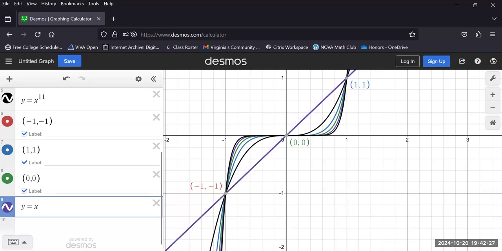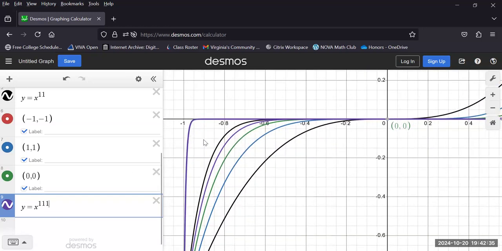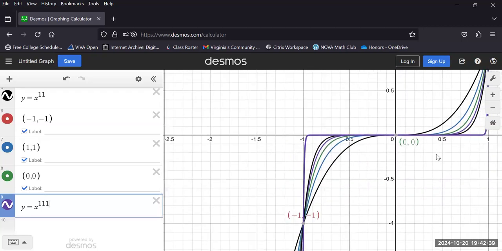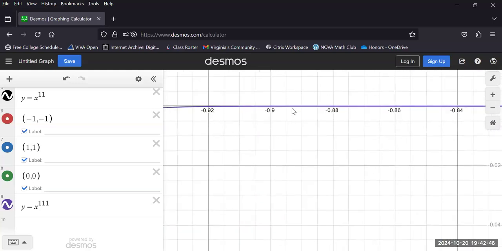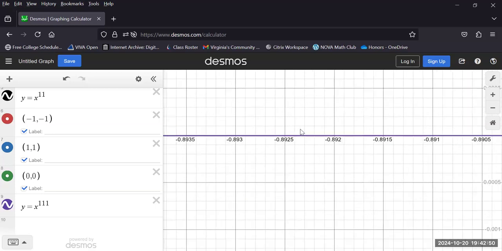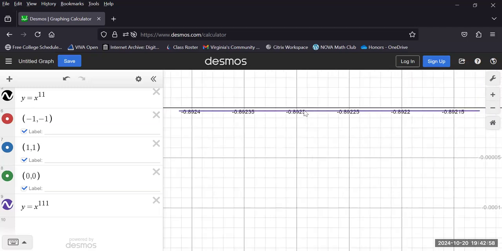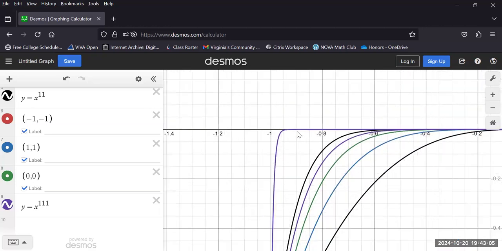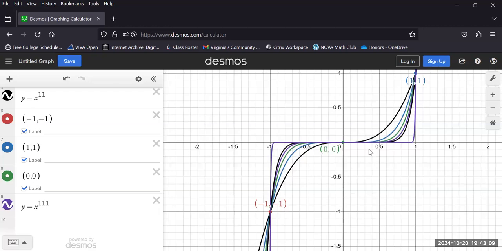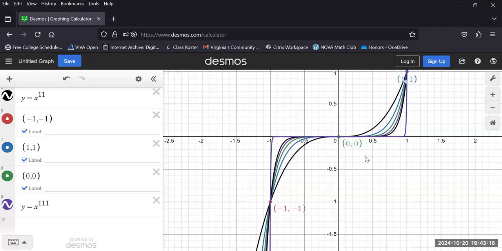Even if you make this as large as possible, let's say x to the power 111, see that? It looks like it has a 90 degree angle here, but it's actually a smooth curve. And again, if you zoom in far enough, you'll see that there's actually space between the x-axis and the graph itself. Again, all these graphs, assuming that n is odd, starting from 3, go through negative 1, negative 1, 0, 0, and 1, 1. And they tend to bottom out or flatten out around zero.